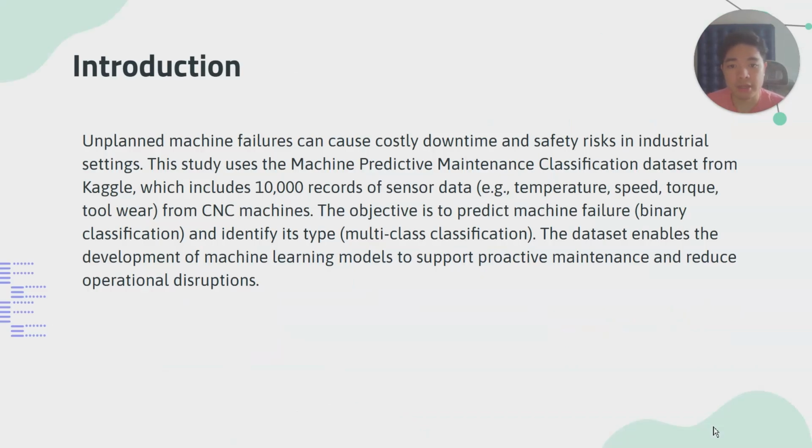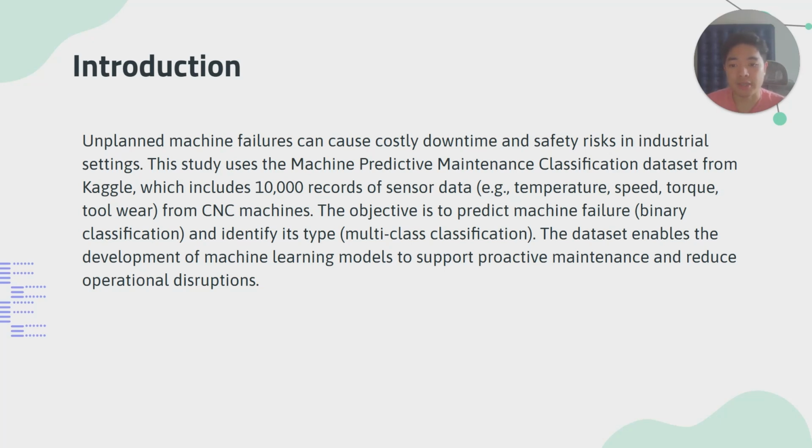Unplanned machine failures can cause serious disruptions, from costly downtime to safety risks. To address this, we use the Machine Predictive Maintenance Classification dataset from Kaggle. This includes 10,000 records of sensor data from CNC machines such as air and process temperature, rotational speed, torque, and tool wear.